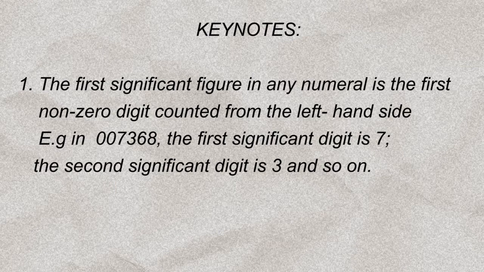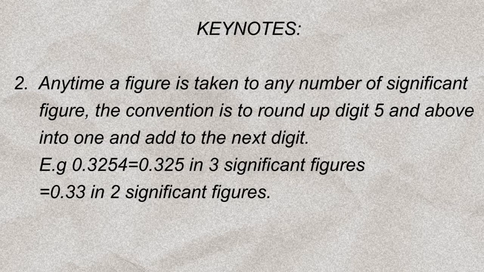Now, take note of this point. Keynote 2. Anytime any figure is given to any number of significant figure, the normal, conventional thing to be done is that any digit 5 and above will be rounded up, or we normally call it approximated, into 1 and is added to the digit before it, depending on the number of significant figures we want to get. Now look at the example on the screen.